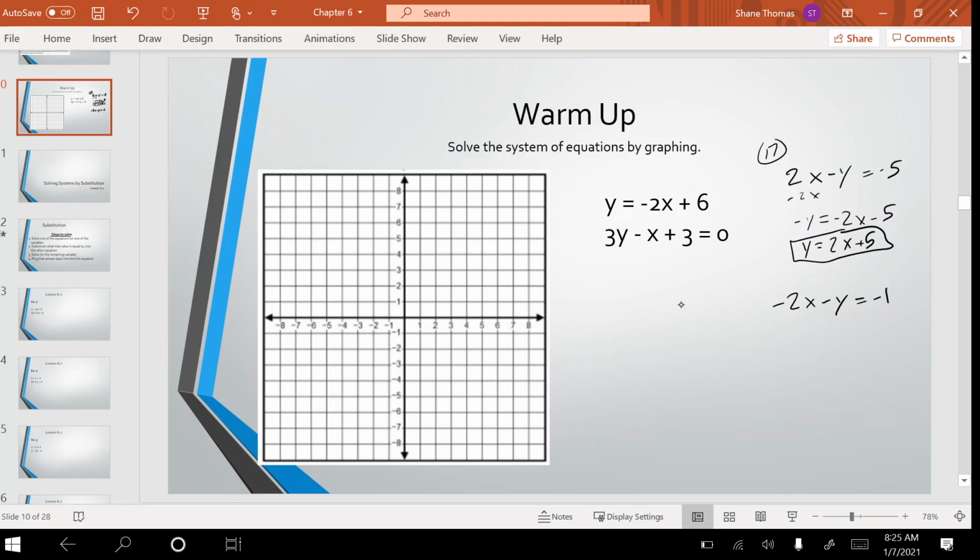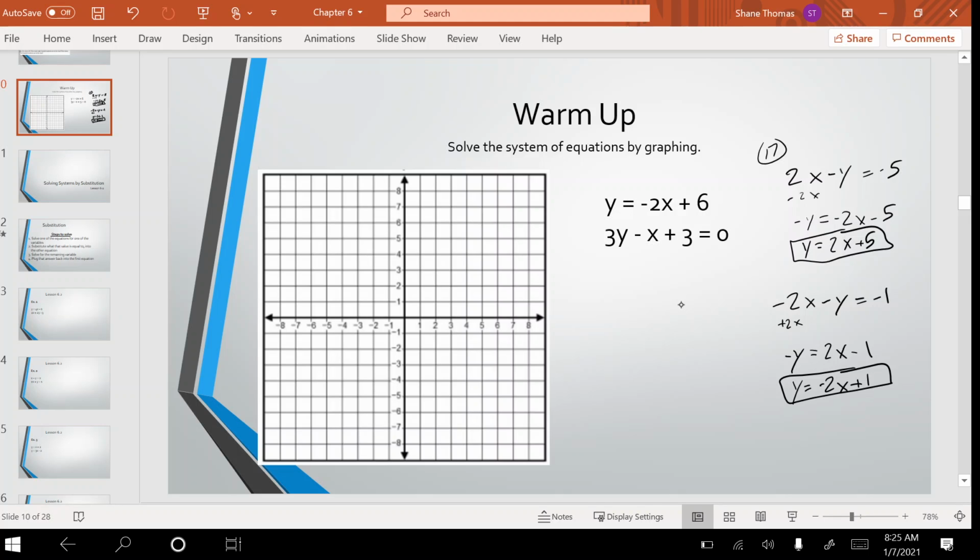That's my first equation. Second one, solve for y again. So this one I need to add a 2x over. So I have negative y equals 2x minus 1. Same thing, I need to divide or multiply by negative 1, which is going to change the signs of everything. So y equals negative 2x plus 1. There's my two equations. So from there, graph those guys.